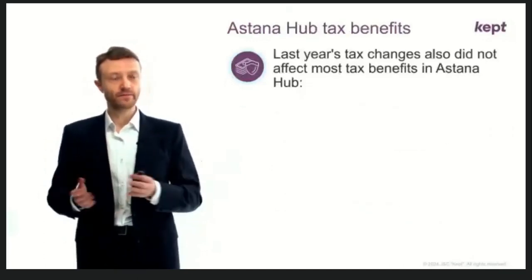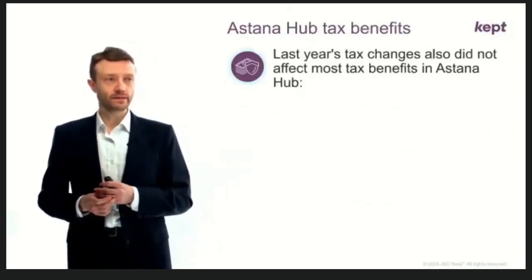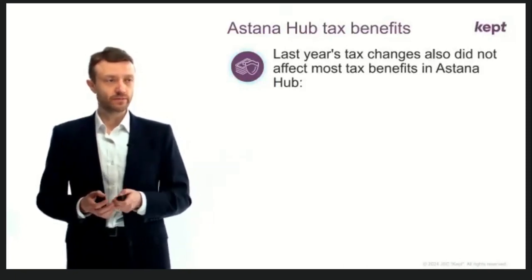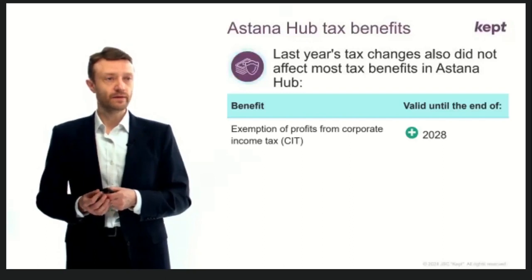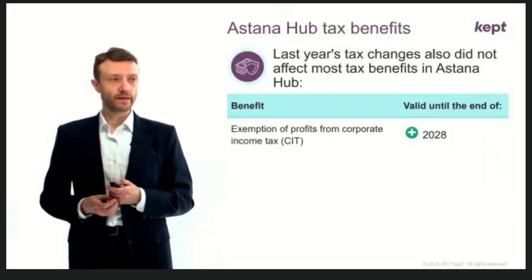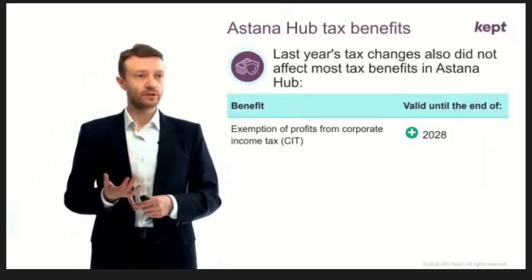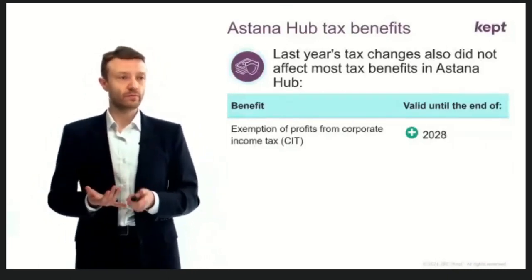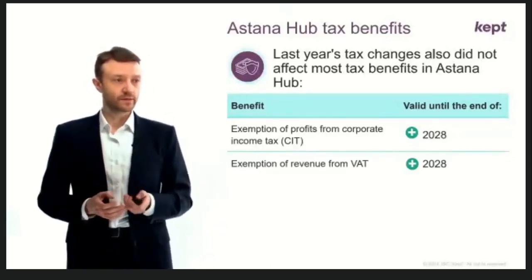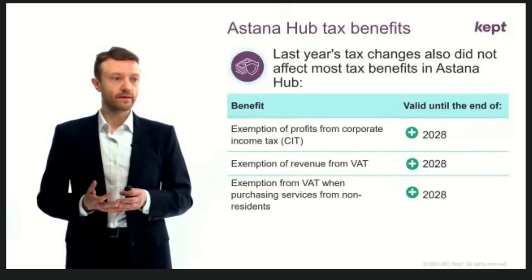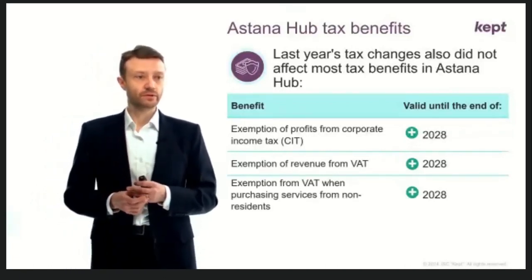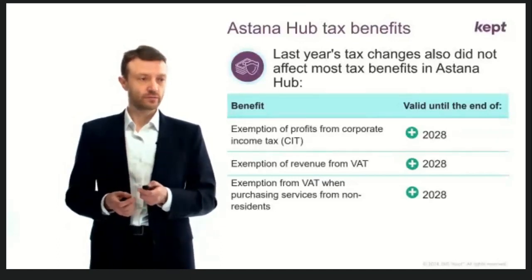And Astana Hub is another place in Kazakhstan, another special economic zone, so to say, with a special tax regime. We looked through the exemptions provided by this regime, and mostly they remain unchanged, which includes exemptions for profits from corporate income tax and exemptions for VAT, which are valid until 2028. An important exemption is for reverse charge VAT, when services are purchased from non-residents.